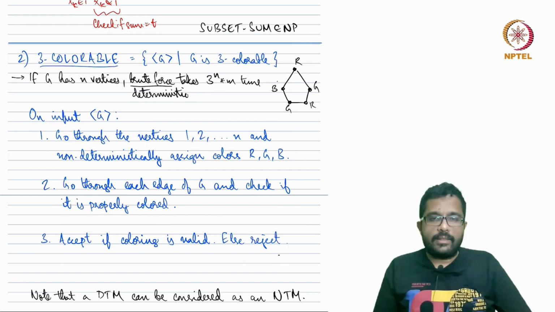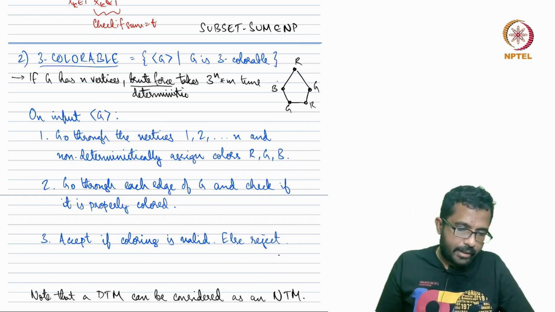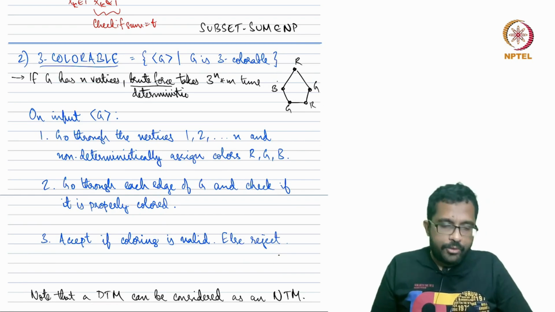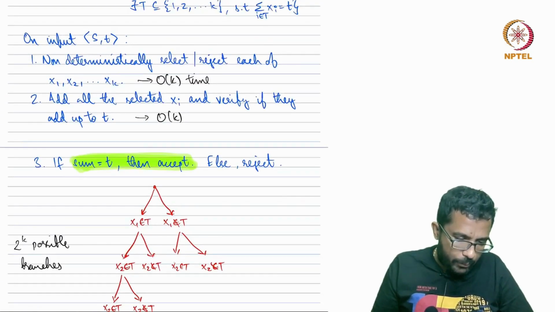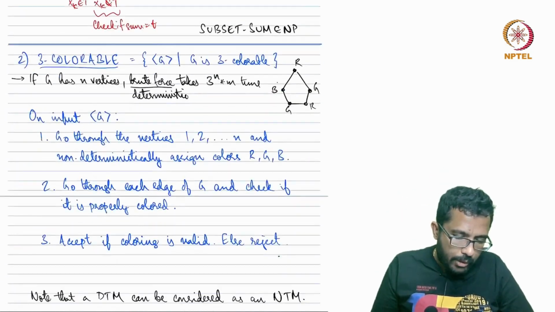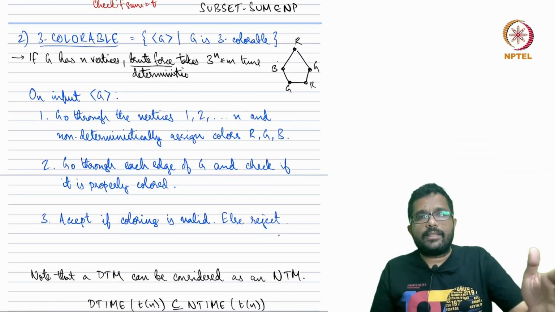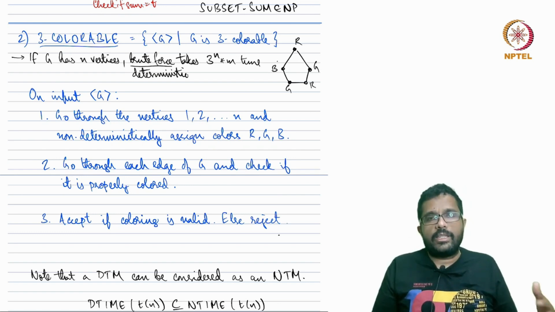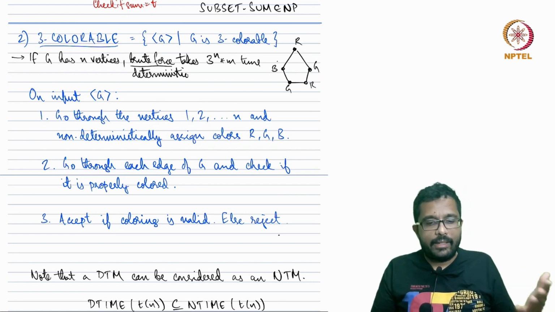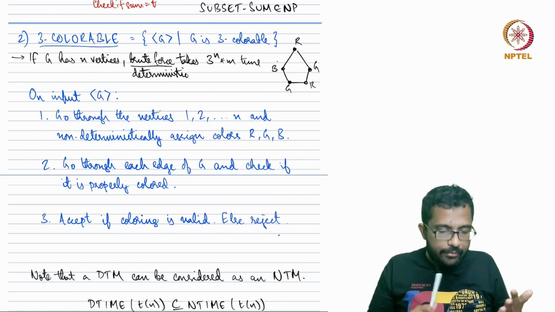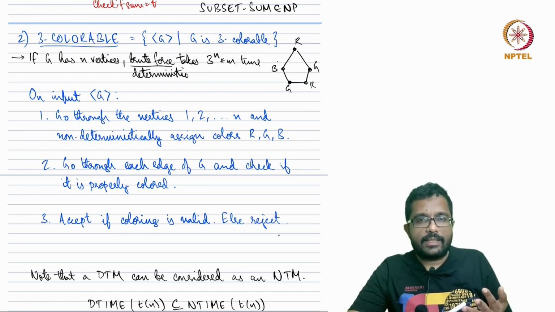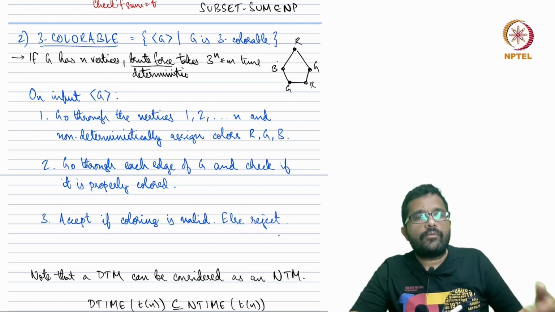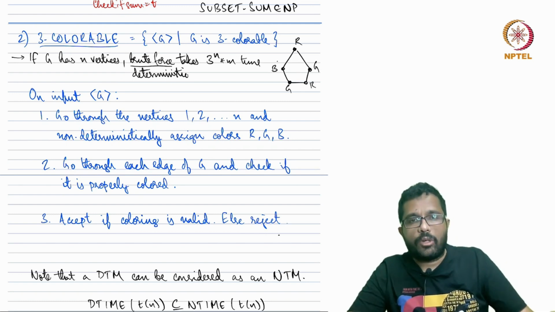Okay, brute force takes 3 power n multiplied by m time, right? This is deterministic. But the non-deterministic approach is the following. There are similarities to the approach that we followed here. Let's say the vertices are 1, 2, 3 up to n. We go to the first vertex, we non-deterministically assign a color red, green or blue. Then we go to the second vertex, we non-deterministically assign a color red, green or blue. So there are 3 options for each vertex, and we non-deterministically assign one of these options.